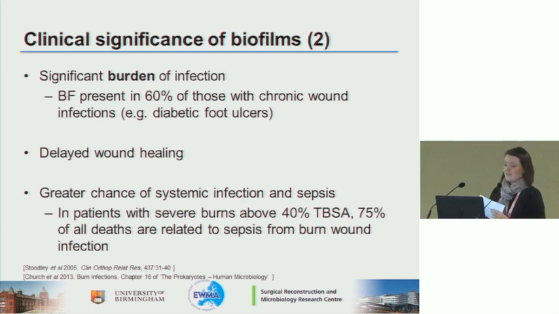Biofilms are also a significant burden of infection. They're present in 60% of those people who have chronic wound infections, such as diabetic foot ulcers. They're associated with delayed wound healing. And if you have a biofilm, you have a greater chance of systemic infection and sepsis. So if we think about patients who have severe burns above 40% of their surface area, 75% of all these deaths are related to sepsis from burn wound infection.